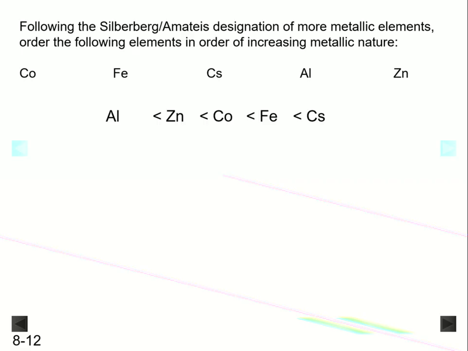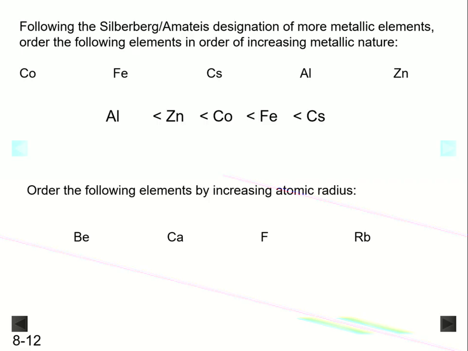So here we have aluminum on the low end, then zinc, then cobalt, then iron, and followed by cesium as the most metallic element. Cesium is the furthest towards the lower left-hand corner of the periodic table. In group 1, the bottom element, cesium is the largest atom and the lowest ionization energy. Aluminum has the smallest radius of this group and the highest ionization energy, and it's followed by the other elements in this list.